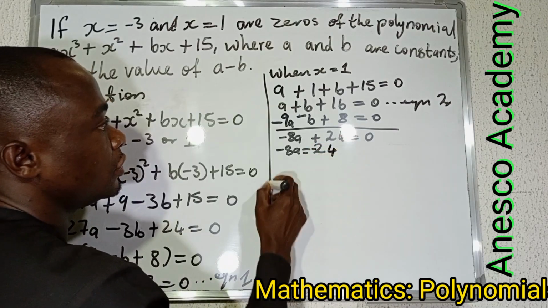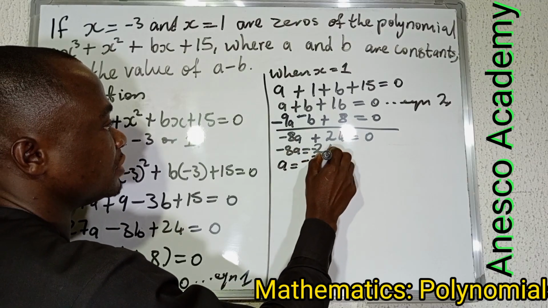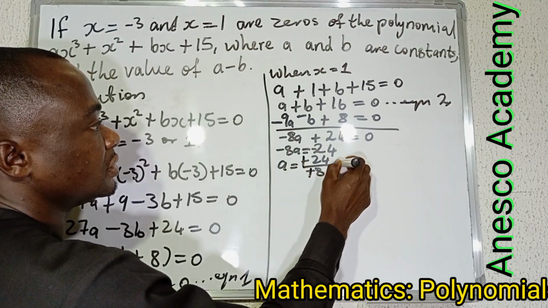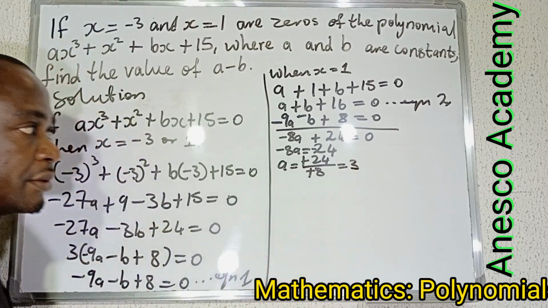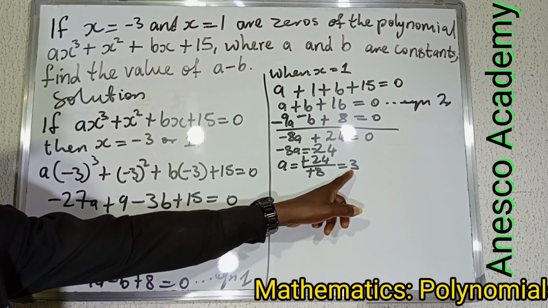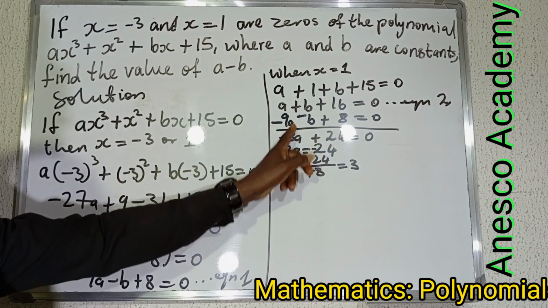Minus 24. So since we are looking for a, we divide both sides by minus 8. Minus 24 divided by minus 8. Minus will cancel minus. That will give us what? 3. Okay. Now we substitute a equals to 3 into either equation 1 or equation 2.